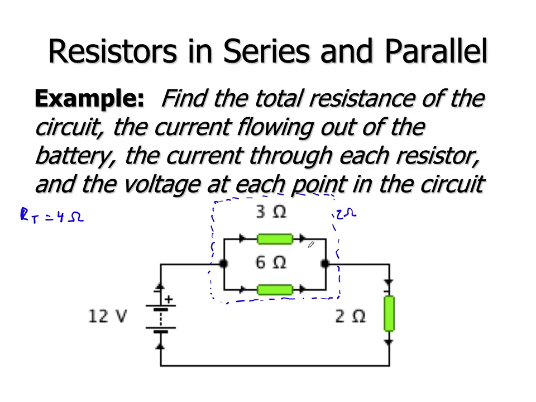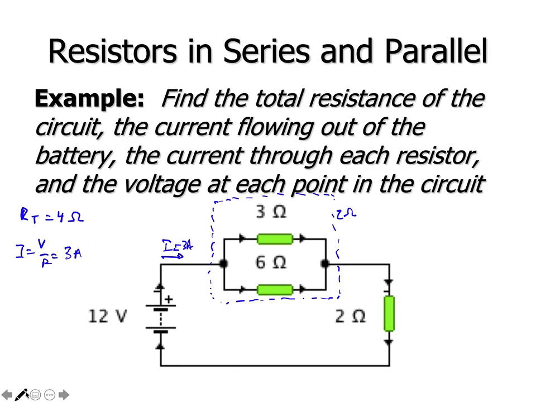And whenever you get a circuit like this, first thing to do is figure out the total resistance. Then you can figure out the current flowing out of the battery. And that's just going to be V over R, where R is the total resistance. And you can sort of see in this case that's going to be 3 amps. So that's 3 amps.